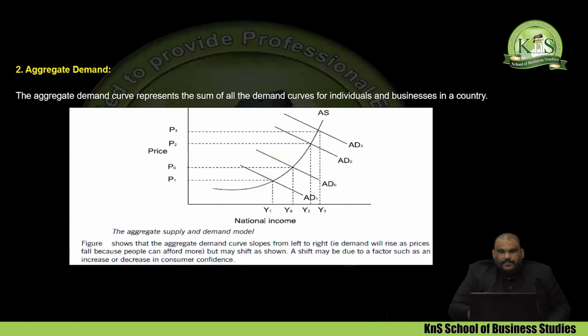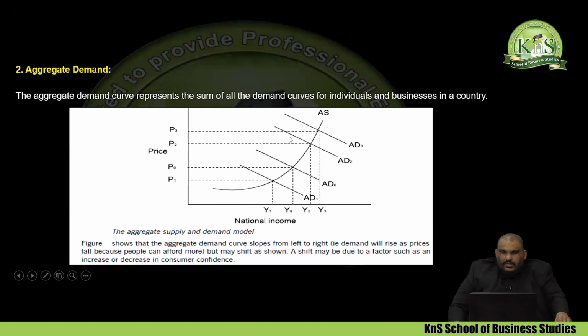Here is the diagram. Okay, now take a look at this diagram a bit carefully, okay? You have the price on the y-axis and you have the national income on the x-axis, right? National income can be said to be similar to economic growth, similar to aggregate supply, right? So on the y-axis you have price, and on the x-axis you have national income.